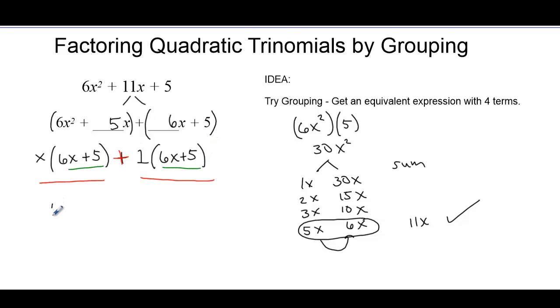So I can pull that binomial factor off, or factor it off, and I'm left with x on my first big red term and 1 on my second. That's what I have left. And so now I've completed factoring, and if you multiply that back out, you should get my original polynomial back. Now I'd like to show you just one more example.